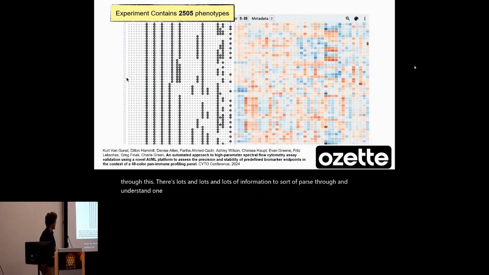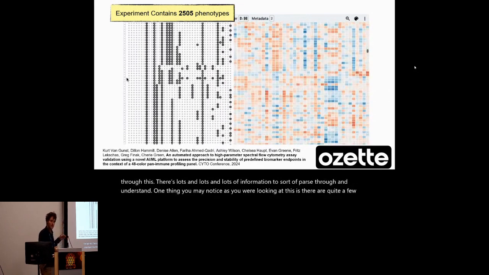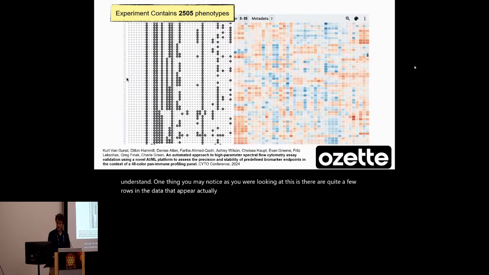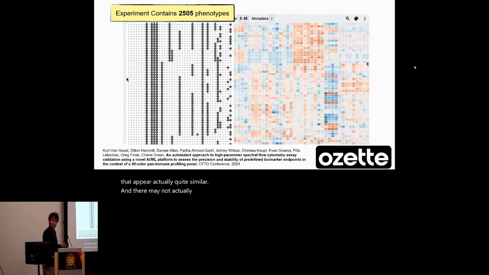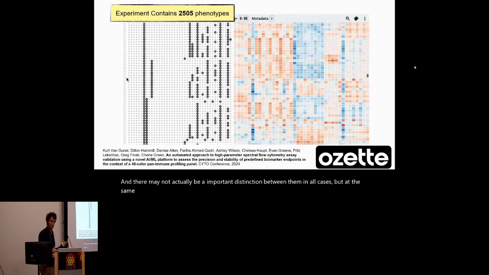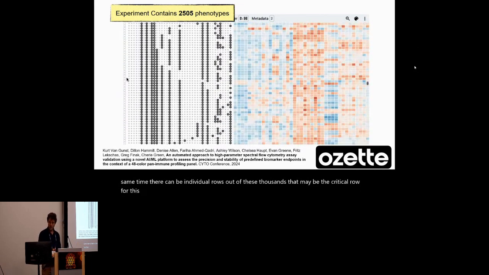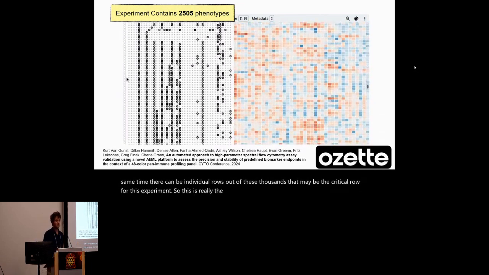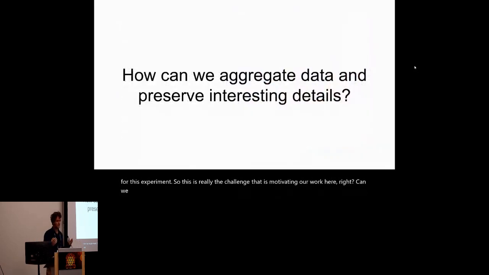One thing you may notice as you are looking at this is there are quite a few rows in this data that appear actually quite similar. And there may not actually be an important distinction between them in all cases. But at the same time, there can be individual rows out of these thousands that may be the critical row for this experiment. So this is really the challenge that is motivating our work here, right? Can we somehow aggregate these similar rows together while still preserving these small but interesting details?